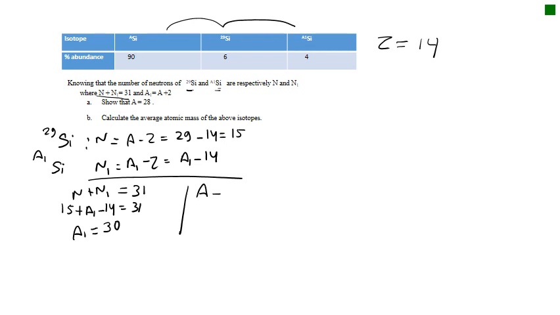To find A, we have this relation: A1 equals A plus 2. So A equals 30 minus 2. It is equal to 28.